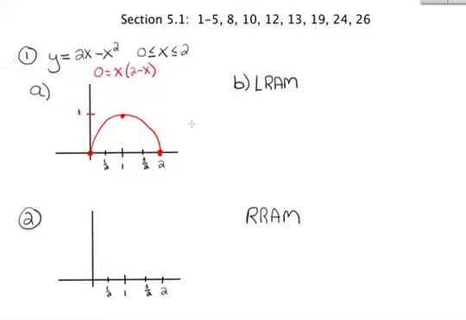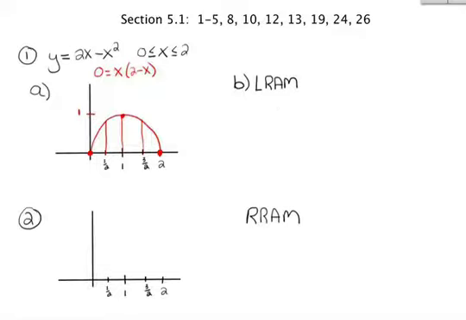Part B says, take this interval and partition it into 4 subintervals. So I've already marked out that that would be at the halves. So my first interval would be at a half, at 1, and at 3 halves. And it says, show the 4 rectangles that LRAM, so the left rectangle approximation, would use.